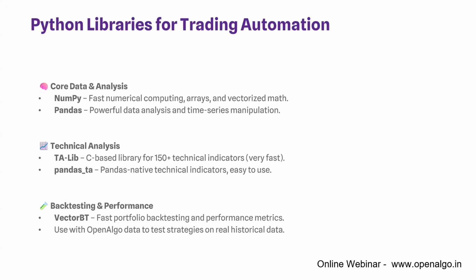Talking about technical analysis, we have TA-Lib and Pandas TA. TA-Lib is one of my favorite libraries because it is very fast. It is almost as fast as a C based library. When I say C, I'm talking about the C programming language. C is considered one of the fastest programming languages in the world, right? And we can get similar performance in TA-Lib.